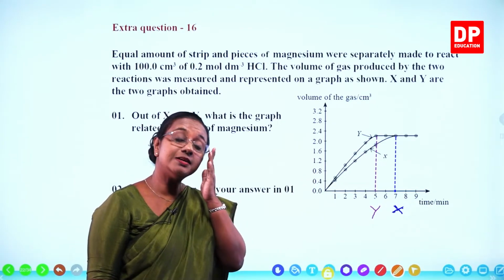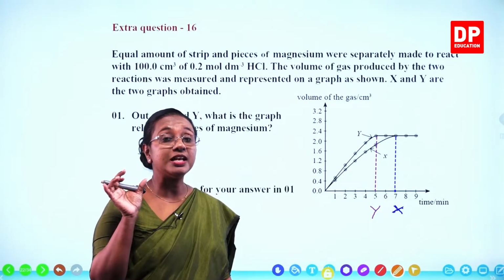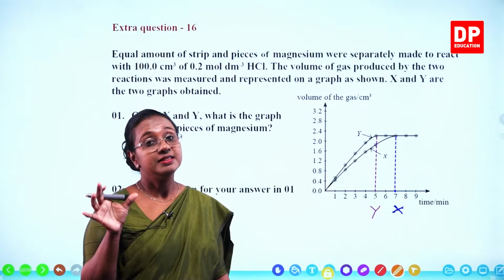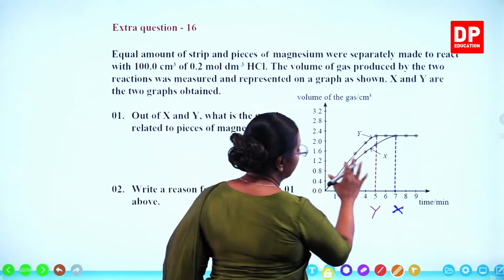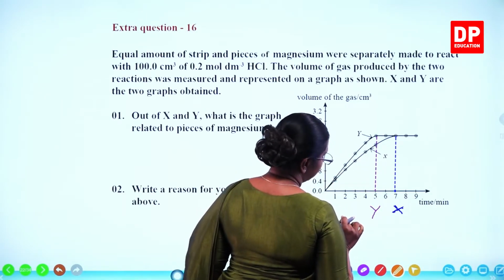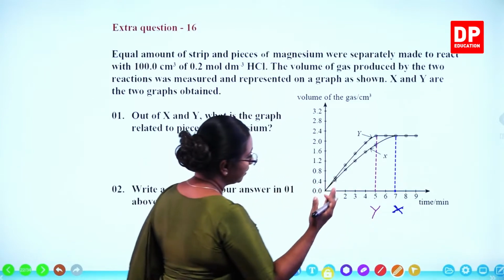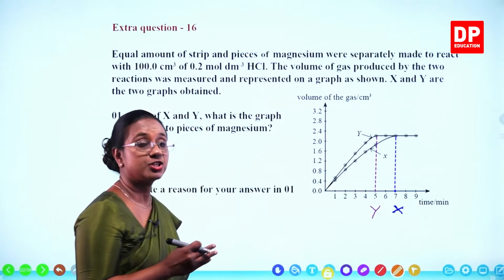So what is the fastest reaction? If it takes a longer time to collect a certain volume of gas, that means the reaction is slow. So from this, you can understand it takes a longer time to collect the gas in x, so the rate of reaction is slow. Y occurs faster, so the rate of reaction is faster.